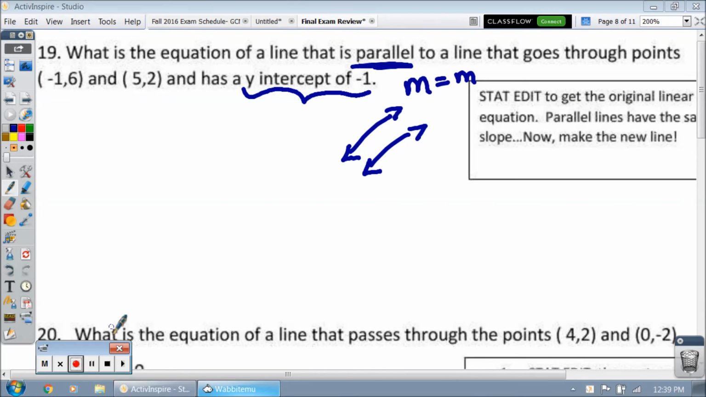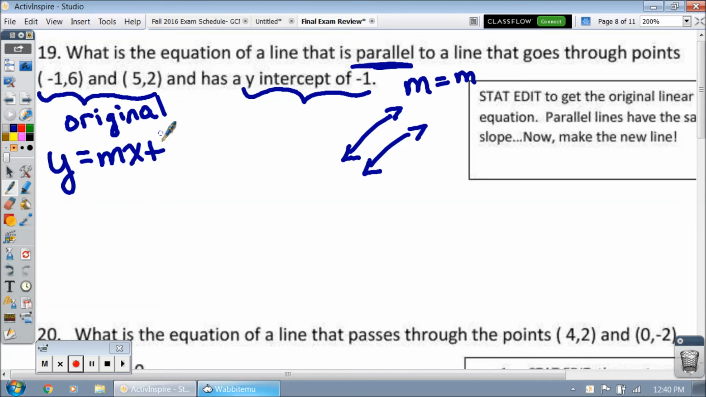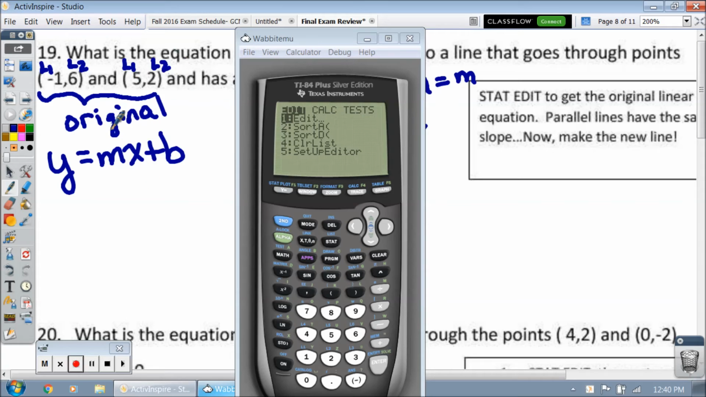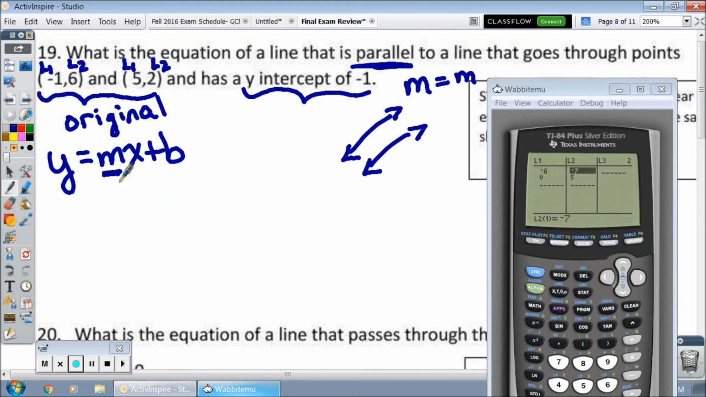That's a lot. So we have an original equation that goes through these 2 points. We don't know what the equation is for that, but guess what we can use? We can use stat edit. That's exactly what we're going to do. We're going to put this in L1 and L2 and get the original y equals mx plus b. Then we're going to take the slope and use it for the new equation, and then make the new one have a y-intercept of -1.